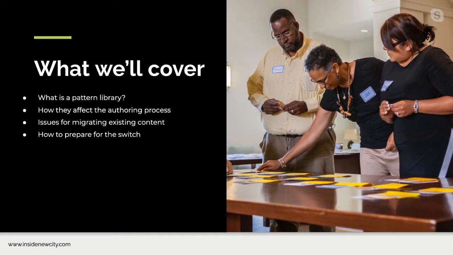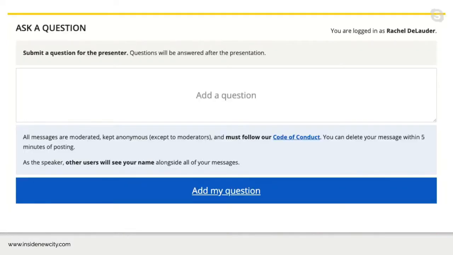And the things I wanted to go through today are just a little bit about what a pattern library is, just to explain the difference, because there's a lot of terminology around that right now. How they affect the authoring process, and some of the things that we've seen people come up with migrating that content in, and some of the things you can do to prepare your team for making that switch.